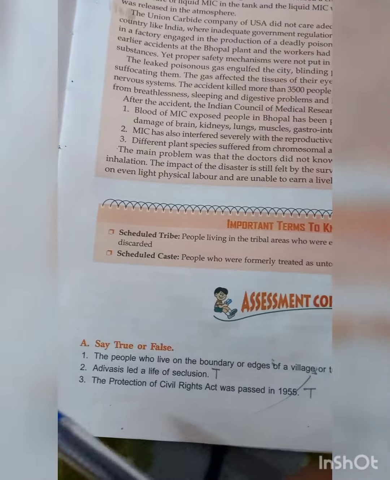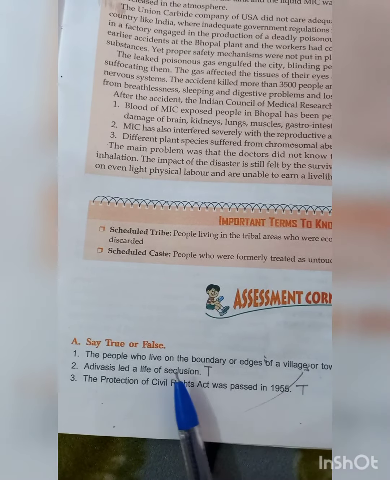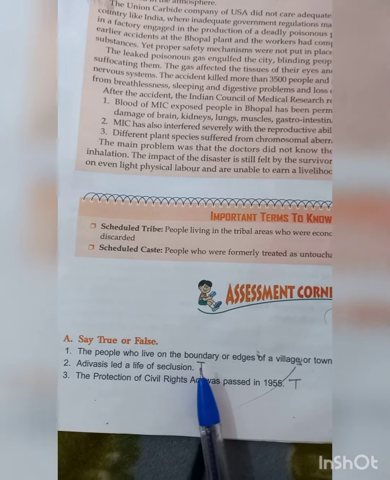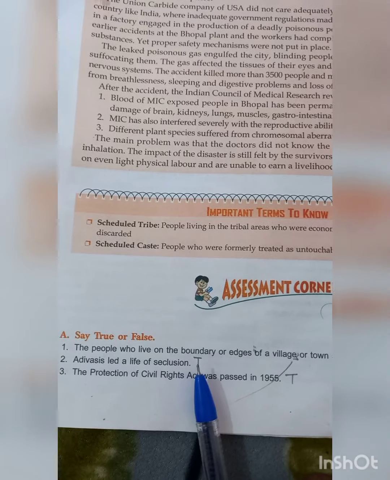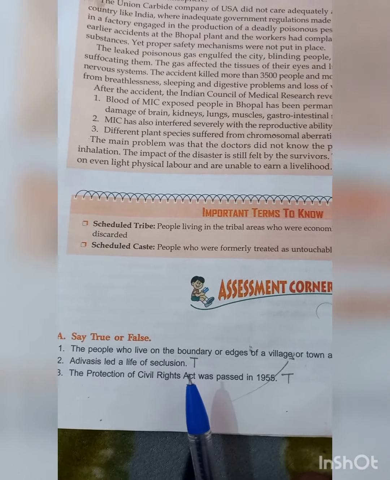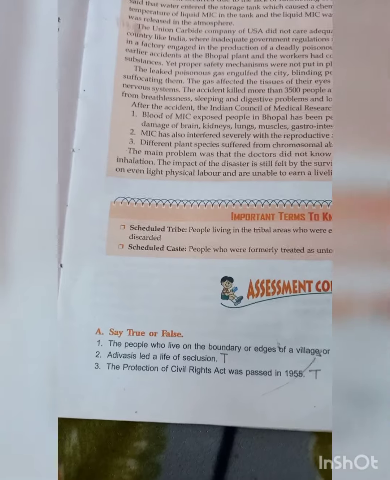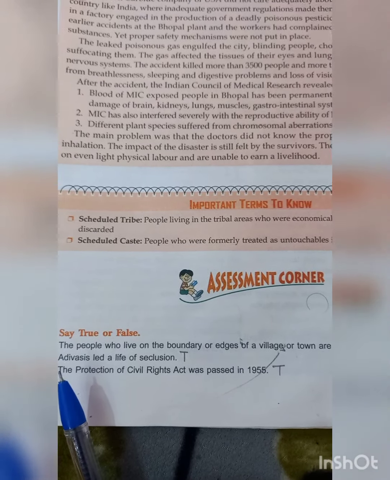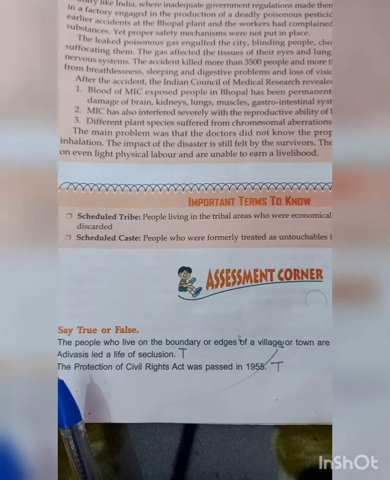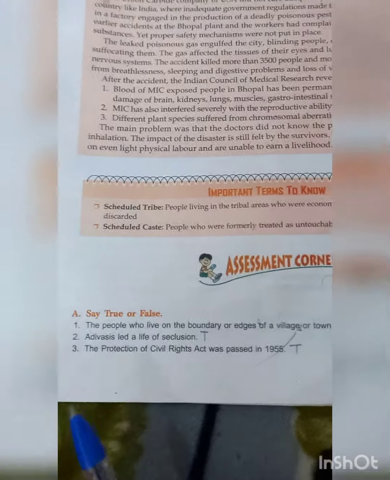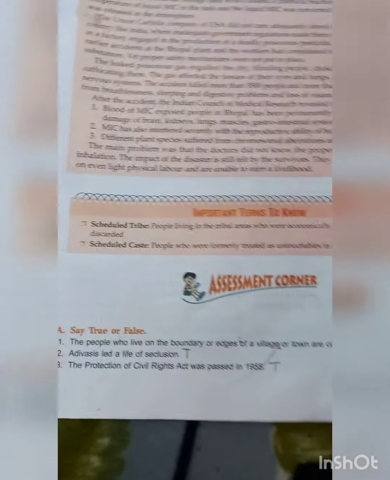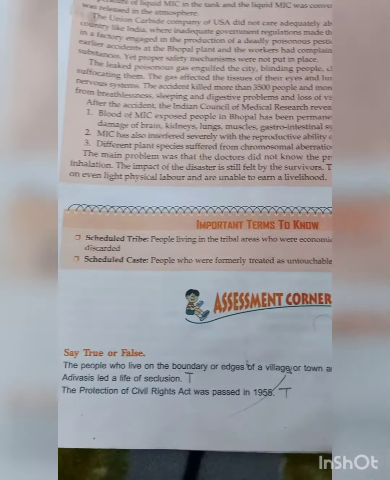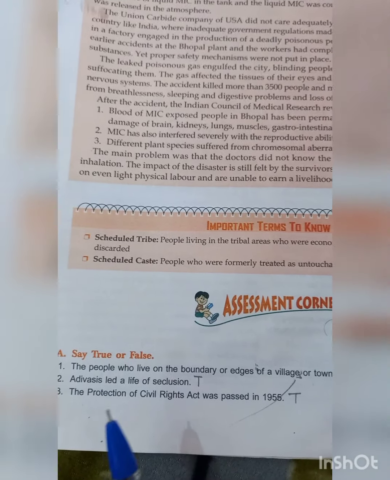Okay. Second is: Adivasi led a life of seclusion. It's a true statement. Seclusion means separate life from the common life which we are leading right now. So it's true. Adivasi, why is it true? Because Adivasi people lived in the deep forest and hilly areas. So they are socially and custom wise different from our society.